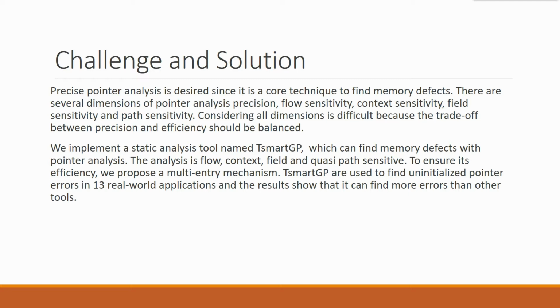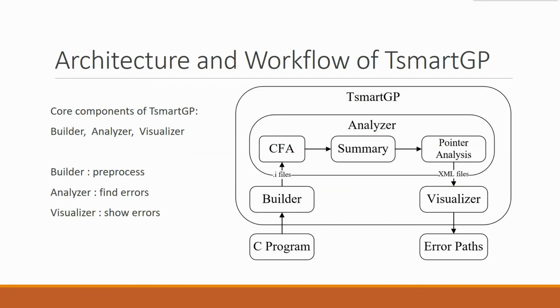We implement a static analysis tool named TsmartGP, which can find memory defects with pointer analysis. The analysis is flow, context, field, and quasi-path sensitive. To ensure its efficiency, we propose a multi-entry mechanism. TsmartGP is used to find uninitialized pointer errors in 13 real-world applications, and the results show that it can find more errors than other tools.